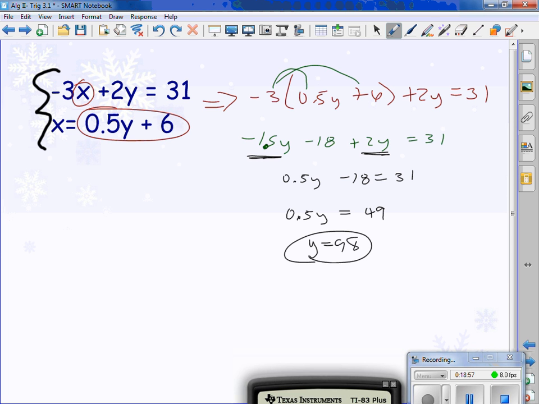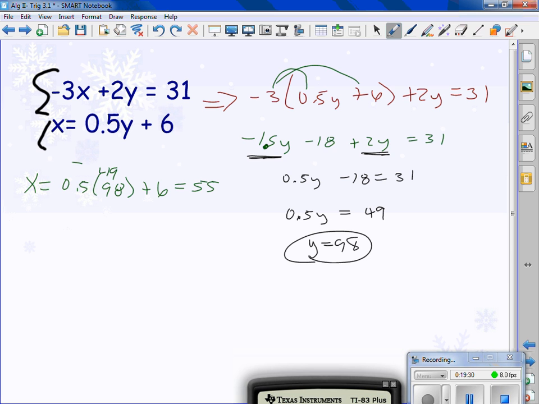Now I need to find x. There are 2 ways I can do this. I can substitute it back into this one or this one. Which one do you want to substitute into, the top or the bottom? Why the bottom? It's shorter. It's already x equals. So x equals 0.5 times 98 plus 6. What's half of 98? 49, plus 6 is 55. So my x is 55. My final solution: 55, 98.